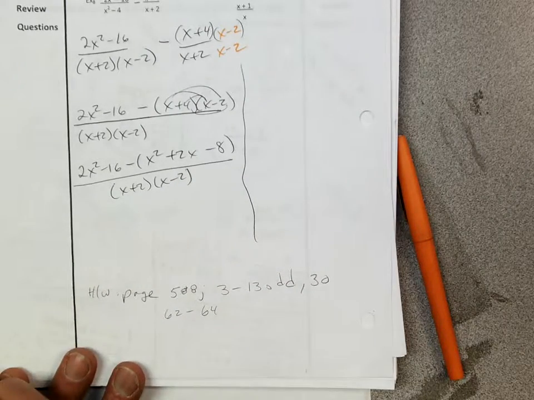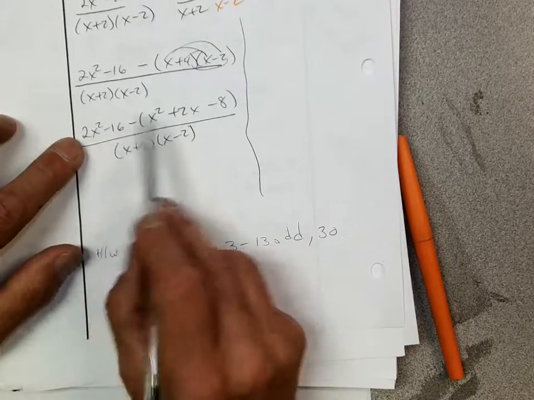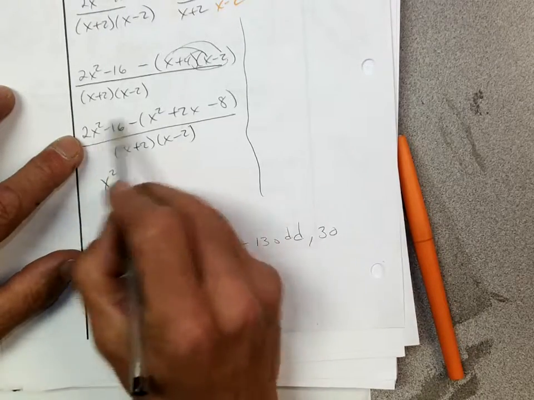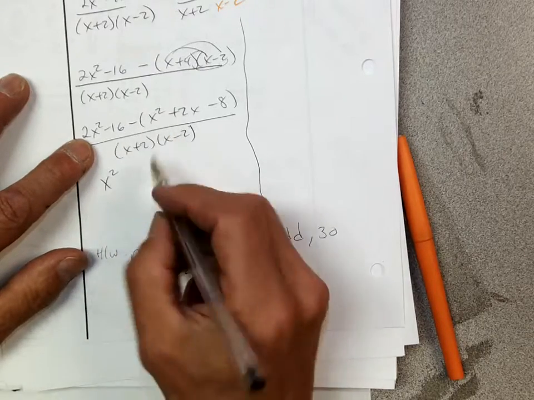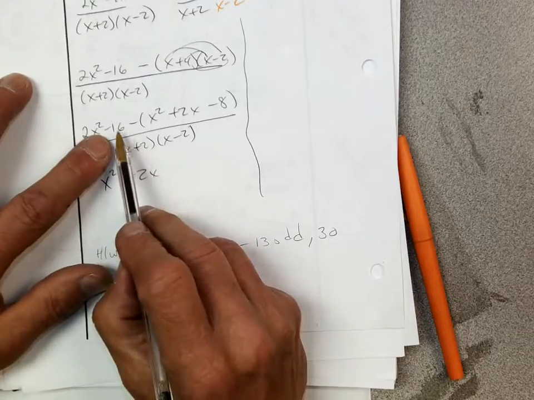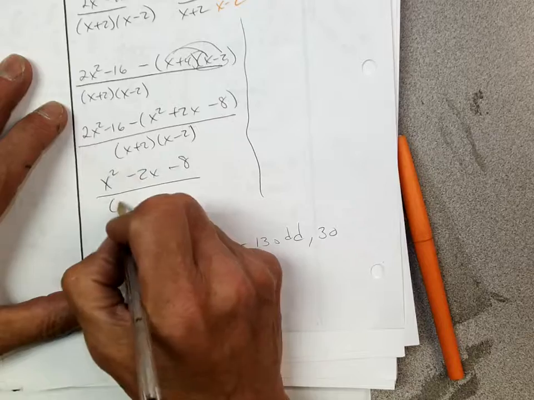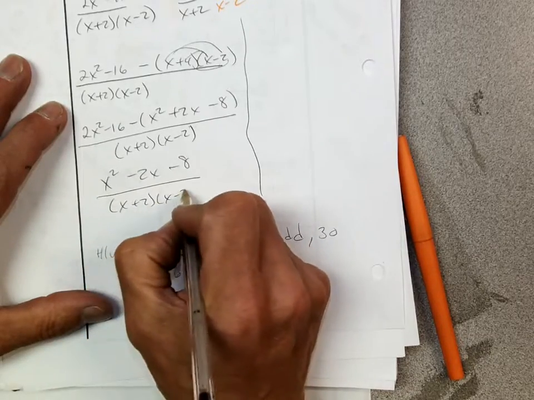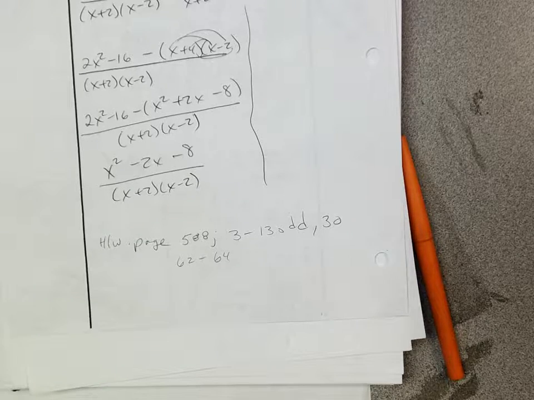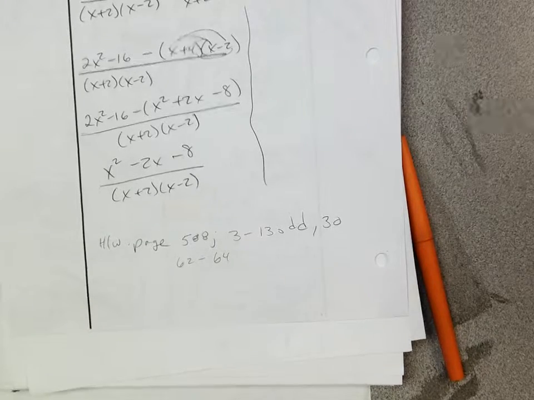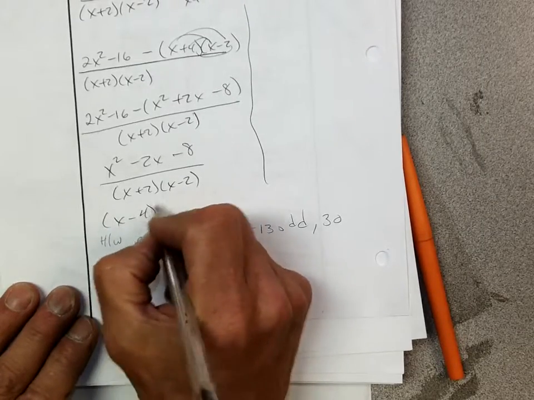Okay. How am I doing? Good. Let's subtract the top. I'll have a 1x squared, I'll have a negative 2x, I'll have a negative 16 plus an 8 makes a negative 8. This is a hard one, isn't it? Now what? Can I do anything? Back to the top.